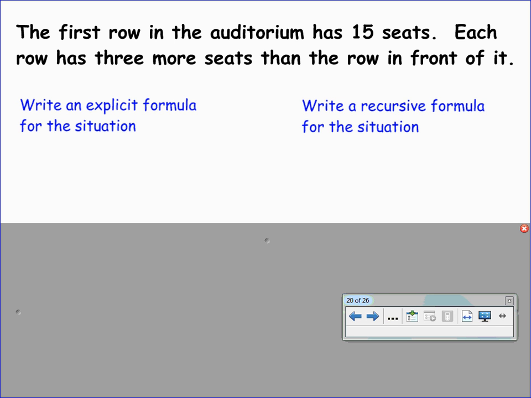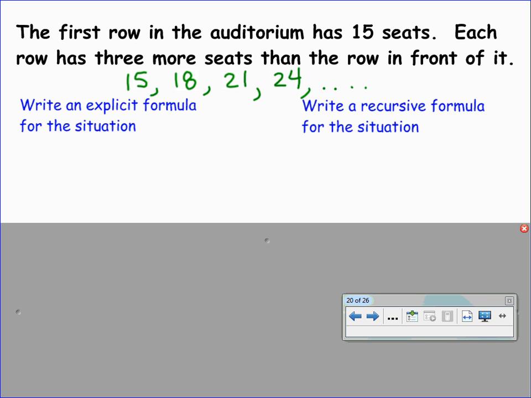Well, absolutely. If I consider the number of seats in the first row, there'd be 15 seats. How many seats then would be in the next row? Yeah, 18. Followed by a row that had 21 and 24, and so on. Right? And we don't know how big the auditorium is just yet. Let's write an explicit formula for the situation. So we've got 2 different ways we could write an explicit formula.